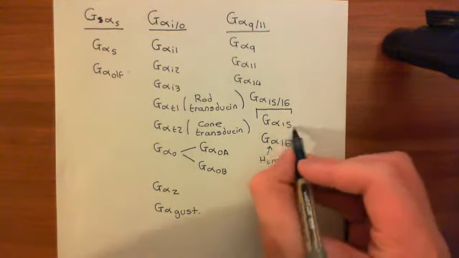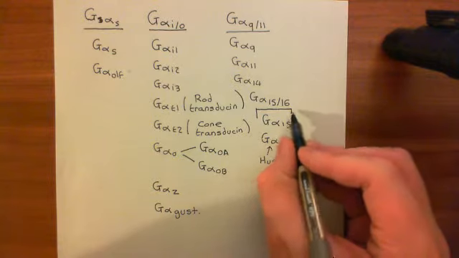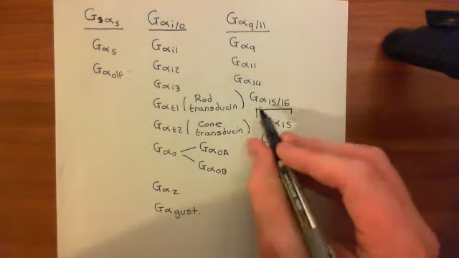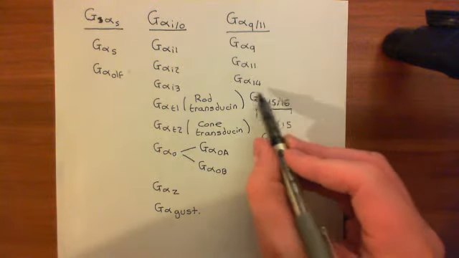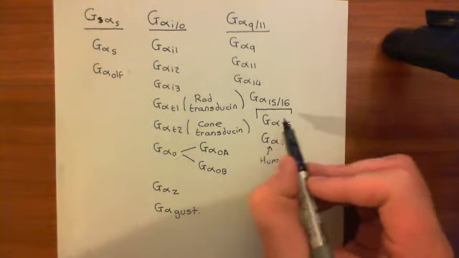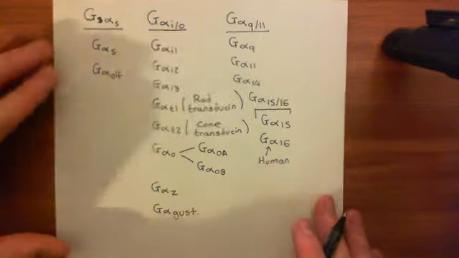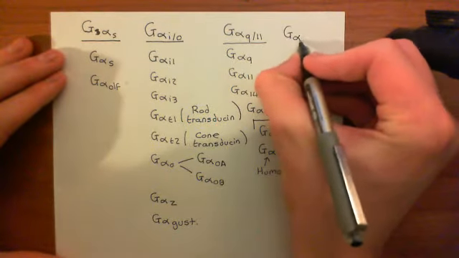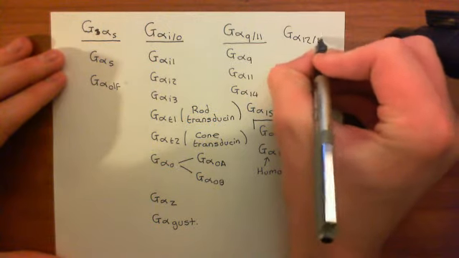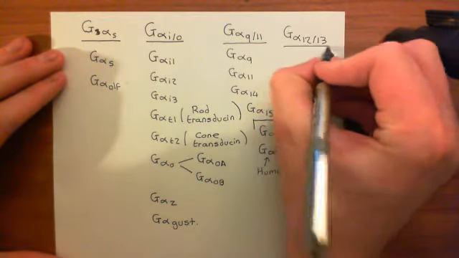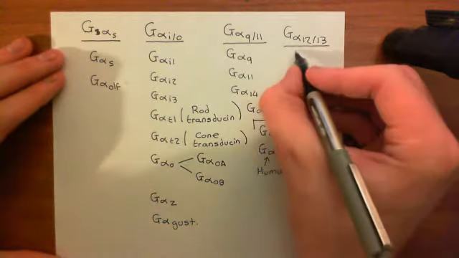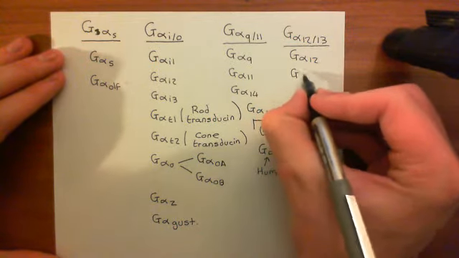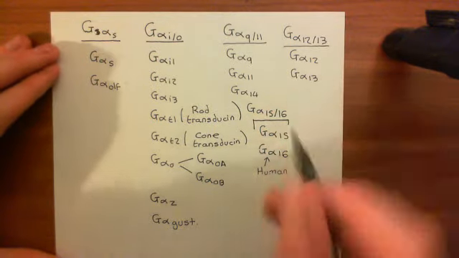But certainly don't call it G alpha 15 unless you're talking about it within a mouse. If you want, you can use G alpha 16, but as I say, it would be nice if you used G alpha 15/16 to try and repair this mess. Okay, right. Then the final family of alpha subunits is the G alpha 12/13 family of alpha subunits of heterotrimeric G proteins. And this contains G alpha 12 and G alpha 13. Okay, so there we go.